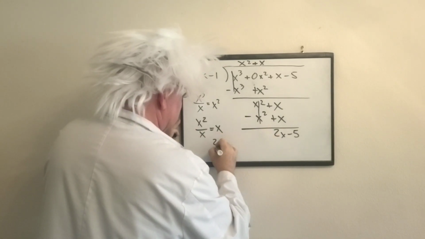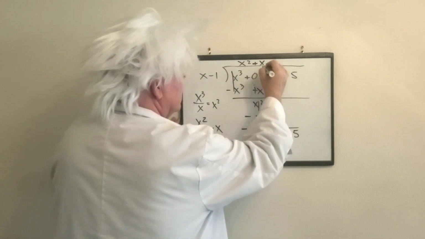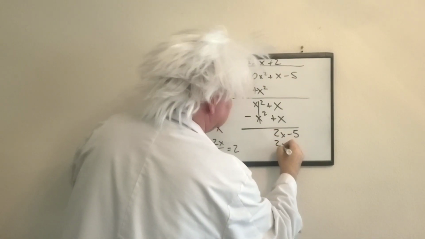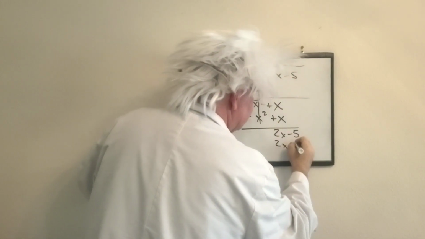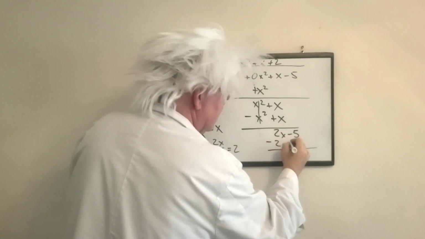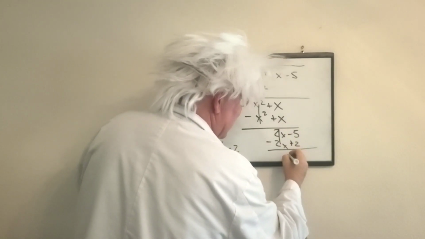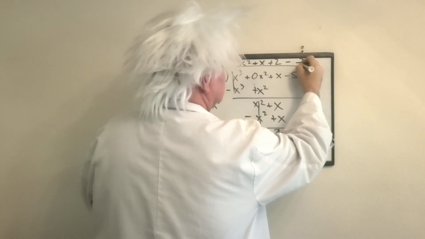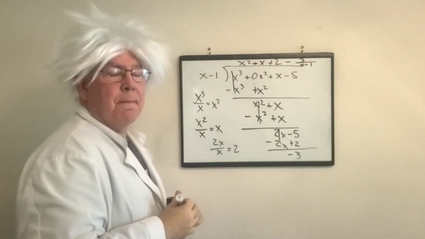Last part, you go, how many times does x go into 2x? So 2x over x equals 2. So that's positive 2. So 2 times x is 2x. 2 times -1 is -2. But before we combine, we change the sign. That goes away, and I'm left with a remainder of -3 over x minus 1.